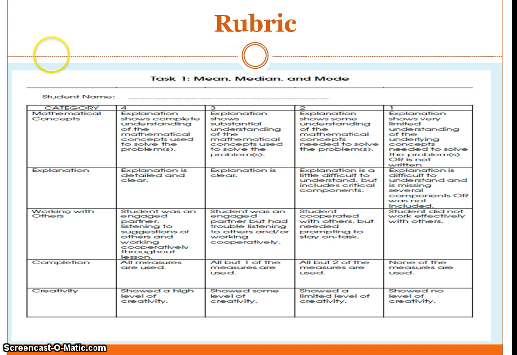And the rubric at the end, after the assessment, the categories will be mathematical concepts, explanations, working with others, completion, and creativity. This will show that students are understanding based on the levels from 1 to 4. This is a great rubric so that you can see where your students lie, if they were able to work well in groups, if they were able to complete the assessment.